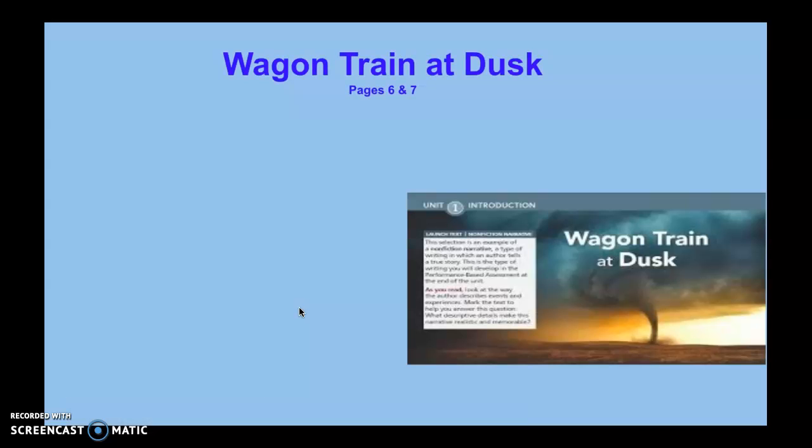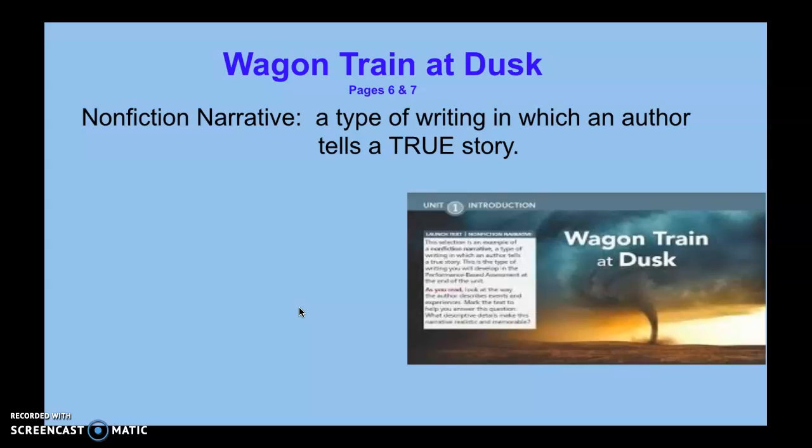Now, once you finish that vocabulary page, you then are going to go read the story. So this is on pages 6 and 7 in your book. So go ahead and turn to those pages. And this is a nonfiction narrative. That means a type of writing in which an author tells a true story. So to break this down, the narrative piece is our story, and the nonfiction is our true. So this is where we get our true story.